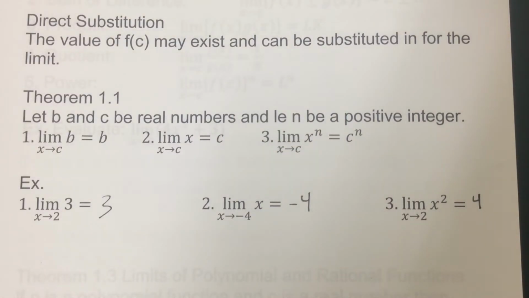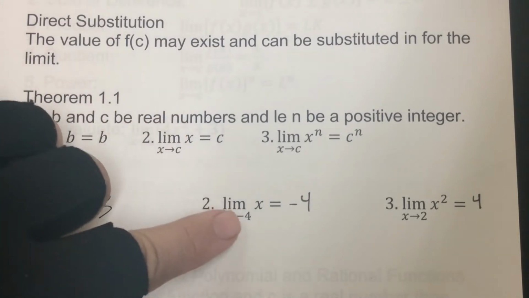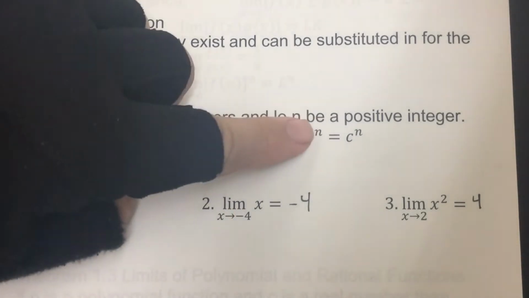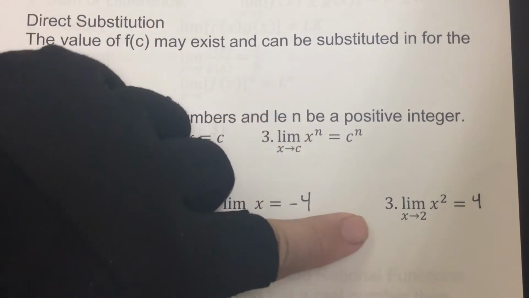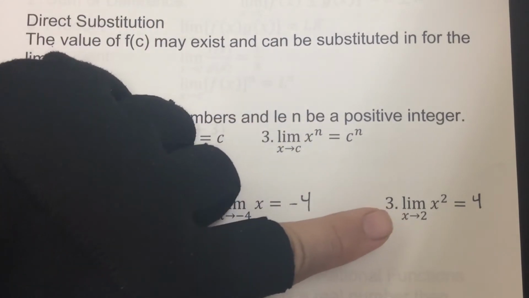With these theorems, they're not necessarily theorems that you would think of back in, say, geometry, where we use them to prove things. These are pretty much just stating this is how you go about doing it. So if we have a number, it's that number. If we have a single variable, it's whatever x is approaching. If it's to an exponent, then it's whatever x is approaching raised to that exponent.